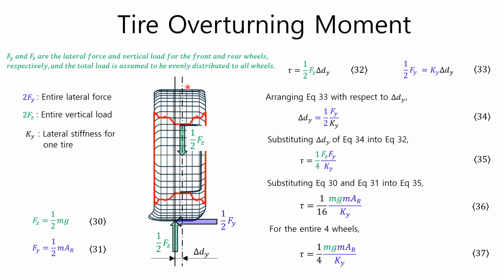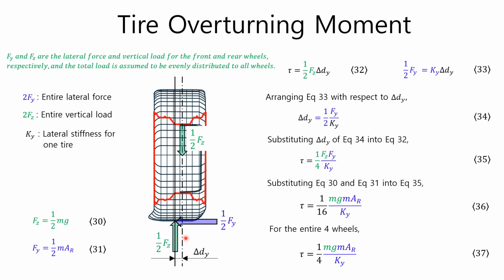Before the centripetal force is applied to the tire, the wheel center and the center of the tire contact surface are aligned on the vertical line, but when the centripetal force is applied, the center of the tire contact surface moves inward by the distance delta dy relative to the wheel center, so that they do not coincide on the vertical line. Accordingly, the lines of action of the forces for half the vertical reaction force Fz and half the vertical load Fz are separated by the distance delta dy. As a result, a couple moment, which is a tire overturning moment, occurs.